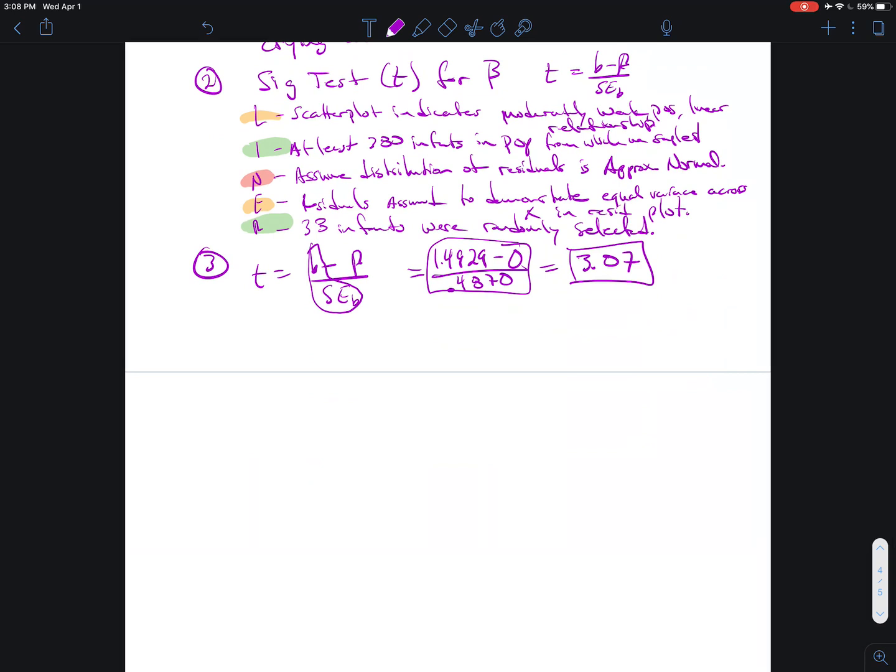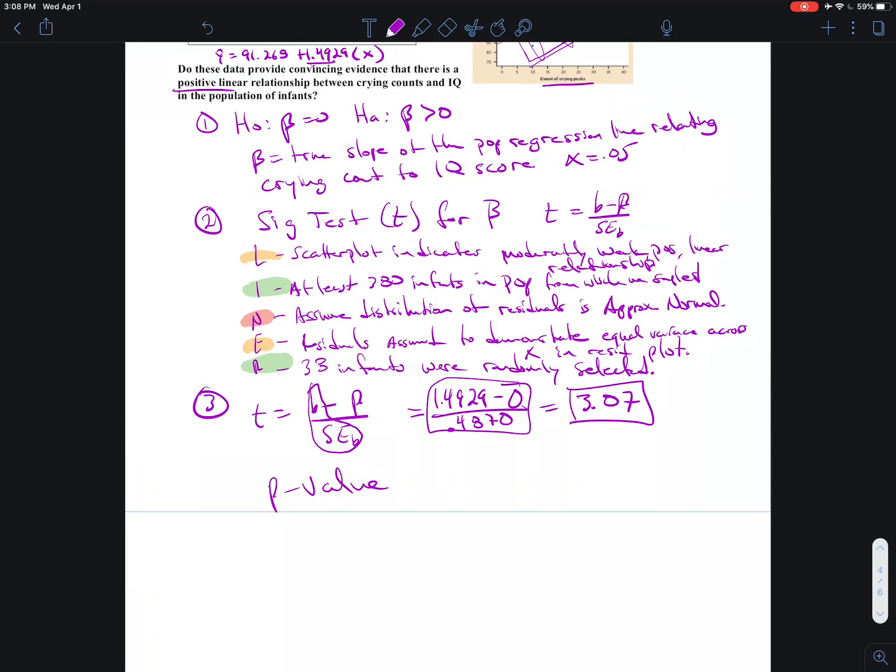Now we have to go look this up in our t distribution and find our p-value. And it looks like our p-value with 36 degrees of freedom, degrees of freedom equals 38 minus 2, which is 36, is going to be 0.002.